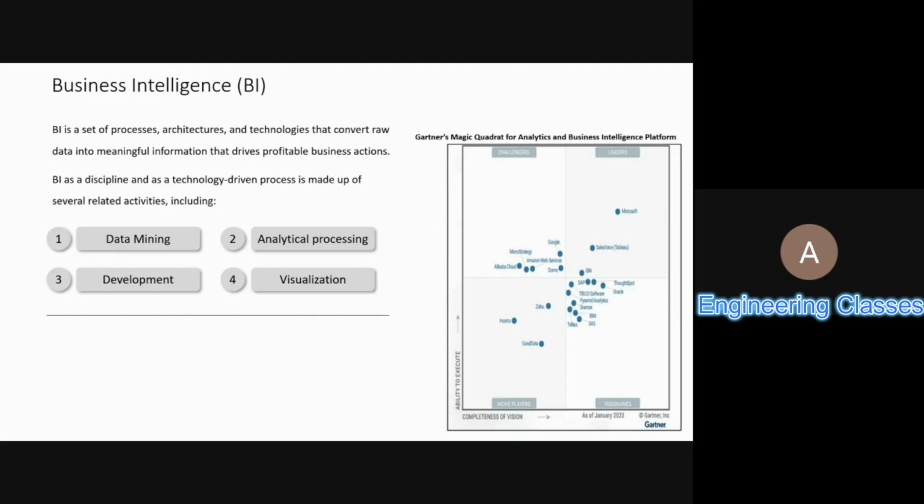If you check the leader quadrant, Microsoft is on the top. There are actually three tools there: Microsoft, Salesforce Tableau, and Qlik. This report is according to the January 2023 data, meaning for the current year. According to the current year data, Gartner gives the top ranking to Microsoft Power BI. So we are interested in the topmost tool, Microsoft Power BI, because it is ranked first.